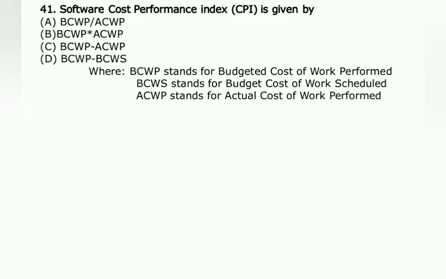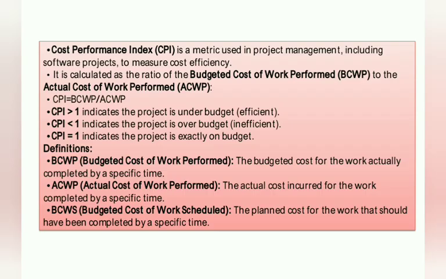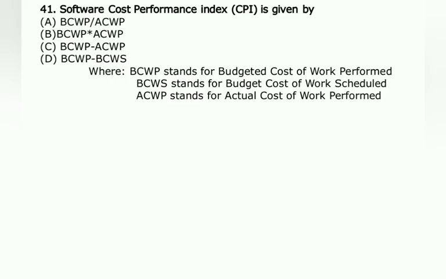Next. The software cost performance index is given by which of the following options? The cost performance index is a metric used in project management, including software projects, to measure cost efficiency. It is calculated as a ratio of budgeted cost of work performed to the actual cost of work performed. So option A is the correct one.